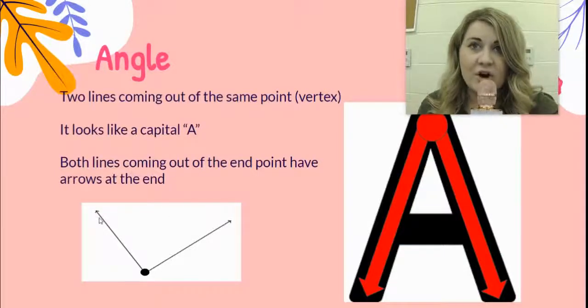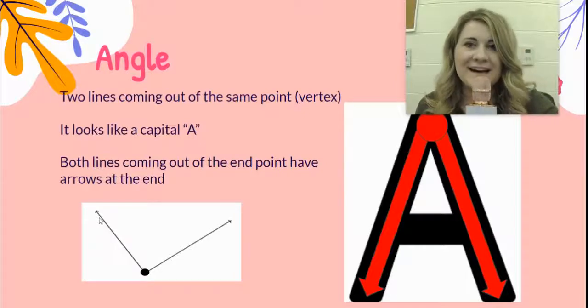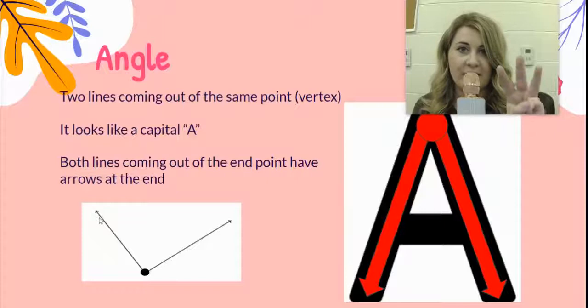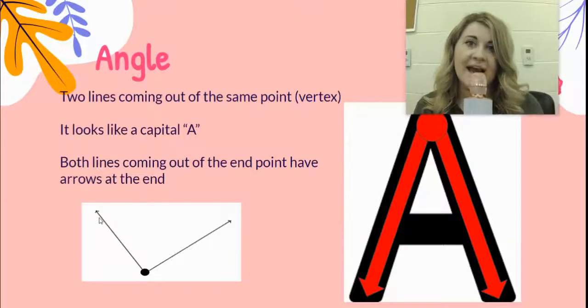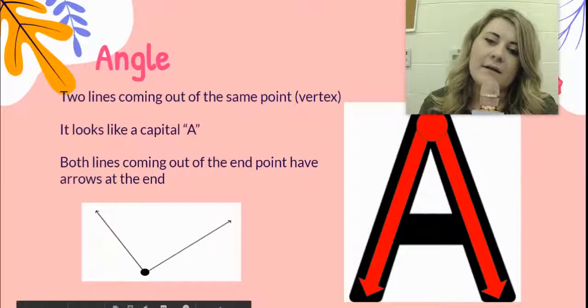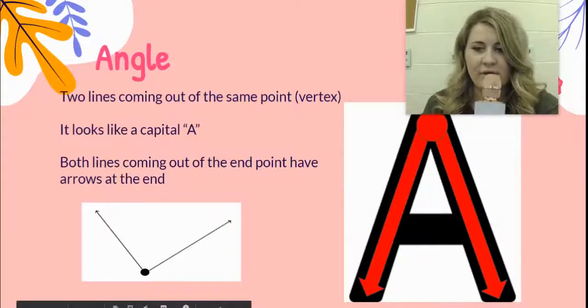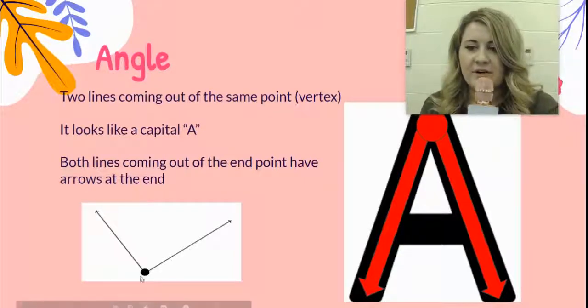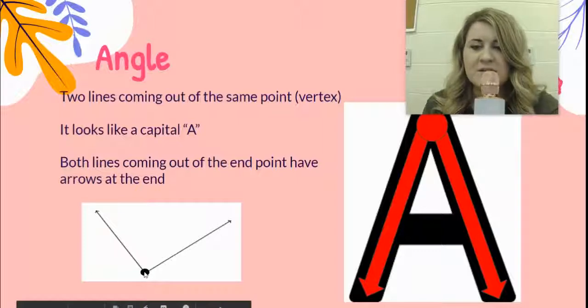A triangle is called a triangle because angle is in there. And the word tri means three. So it has three angles. It has three corners. This little corner right here is called a vertex. But for now, we're just going to call it our point. So we've got two lines coming out of our point looking like an A.